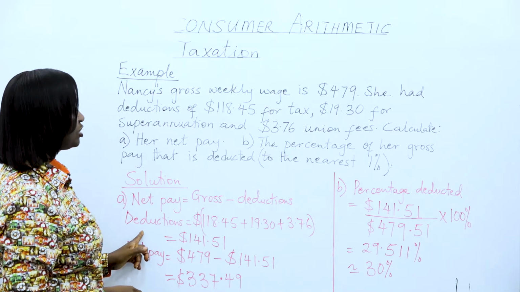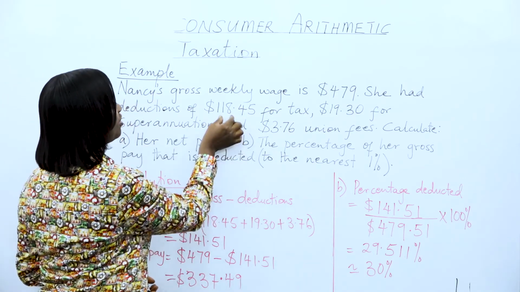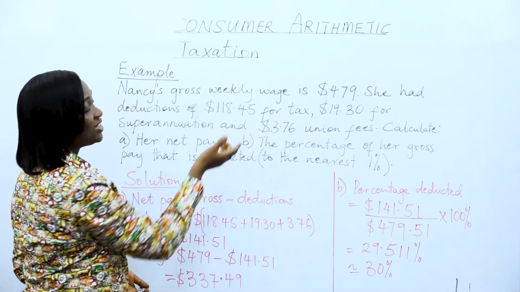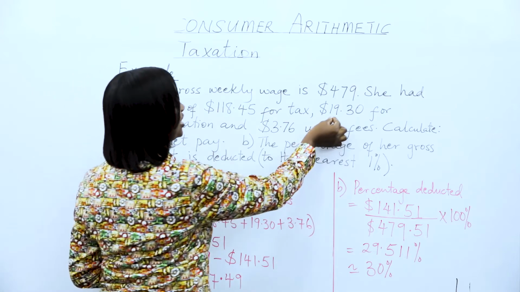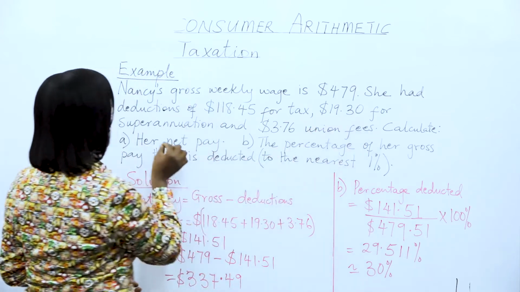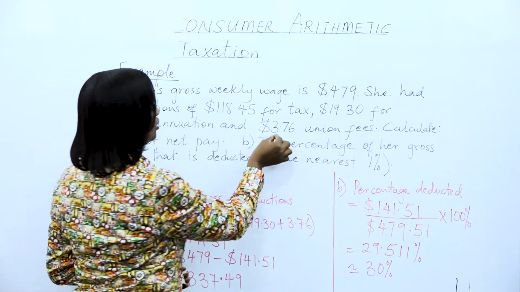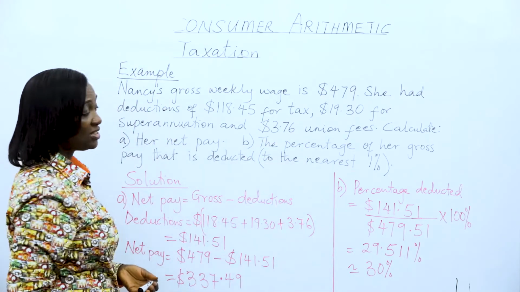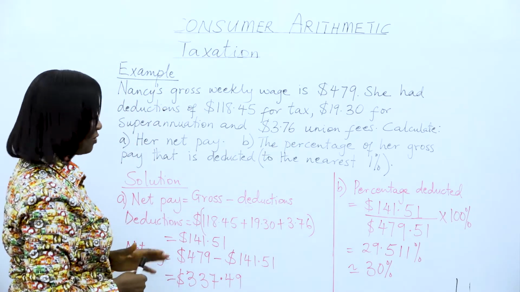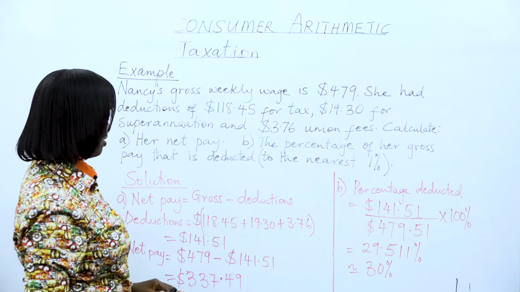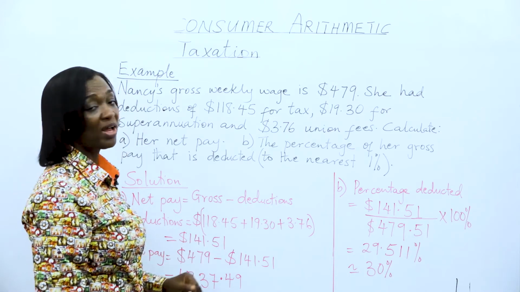To find the deductions, you add the various deductions. The $118.45 for tax plus the $19.30 that was paid to superannuation plus the $3.76 that she paid as union fees. So you add all of them together. And when you add the three of them together, you get $141.51.